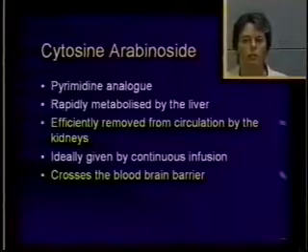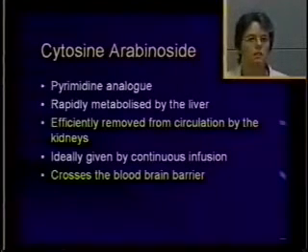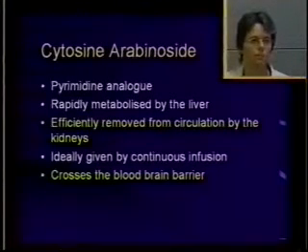Now that's not always feasible, and so one of the things that we have turned to is giving the cytosine arabinoside by multiple subcutaneous injections. Usually we divide the total dose into 4 doses and give it subcutaneously twice a day for 2 days.